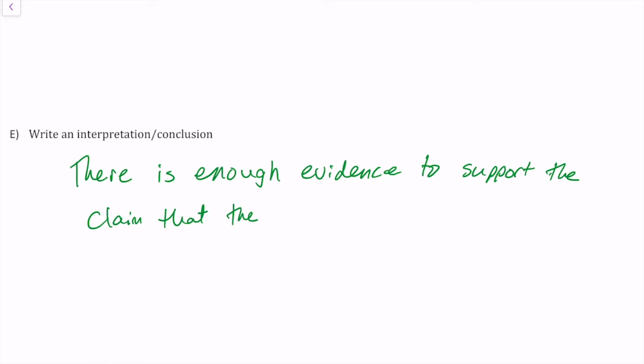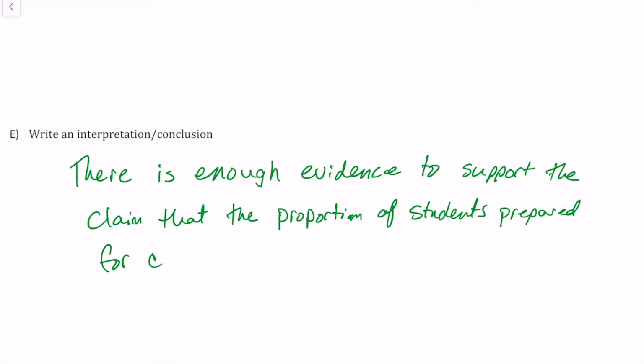That the proportion of students prepared for college math is less than 50%. Okay? Once again, because we rejected the null hypothesis, we're saying that the HA is true. All right?